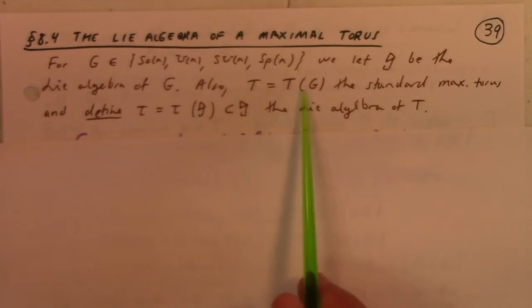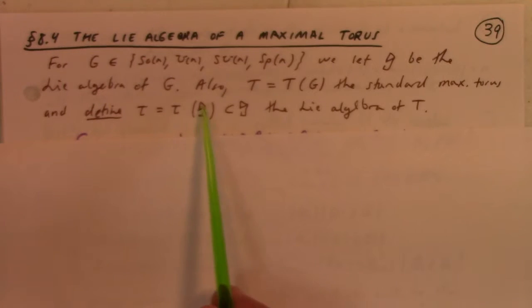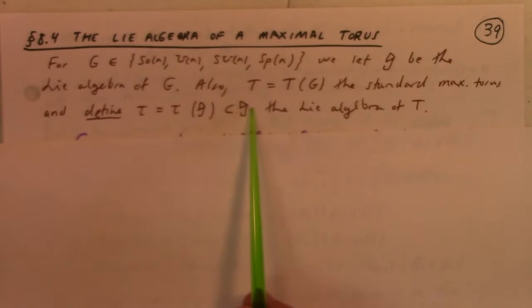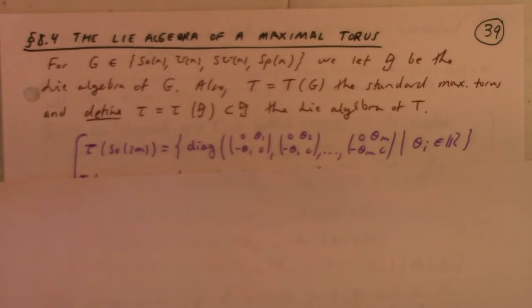And if 𝔤 is the Lie algebra of G, and if T is the standard maximal torus, we can define 𝔱 = 𝔱(𝔤), which is a subalgebra of 𝔤, the Lie algebra of the maximal torus. And so here's what those look like.